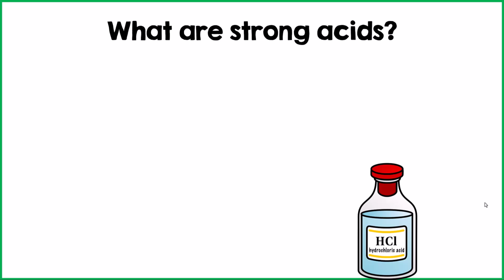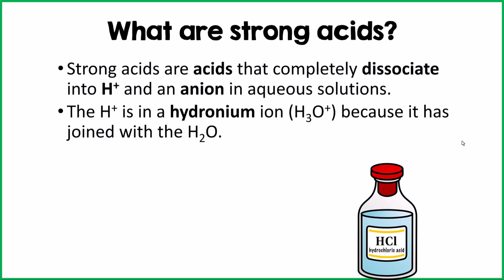And we generally categorize acids and bases by their strength. So what are strong acids? Strong acids are acids that completely dissociate into hydrogen ions and an anion in an aqueous solution. Now the hydrogen ion is in a hydronium ion, so the H plus here is joining with H2O in the aqueous solution to create a hydronium ion.